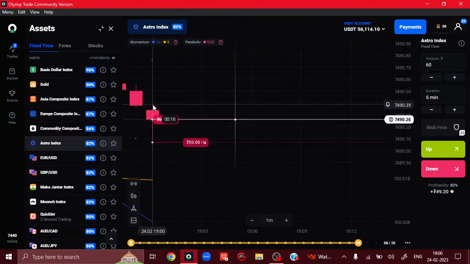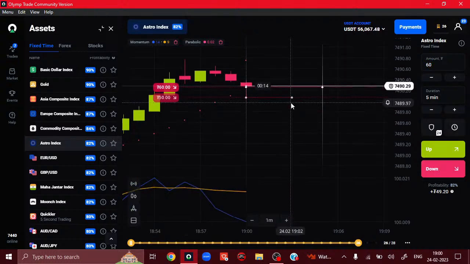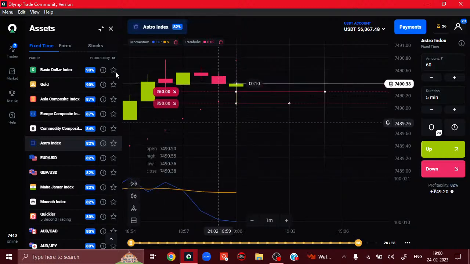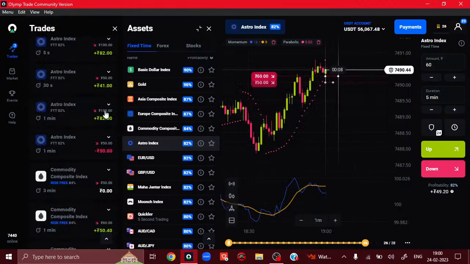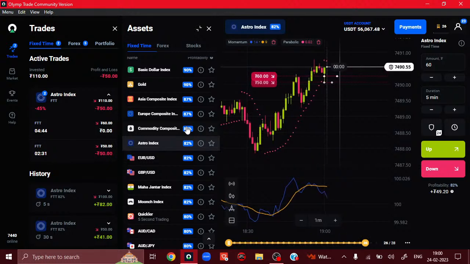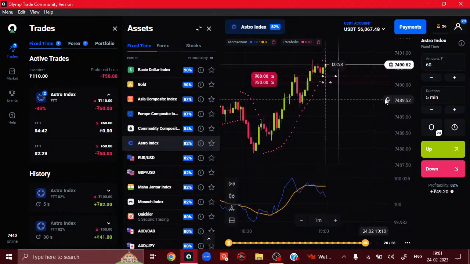So the parabolic has shifted. We are expecting it to go in the downward direction. So we have invested a total of $110, but one of them is risk free. So the total amount under threat here is $50. So let us wait for these trades to close.